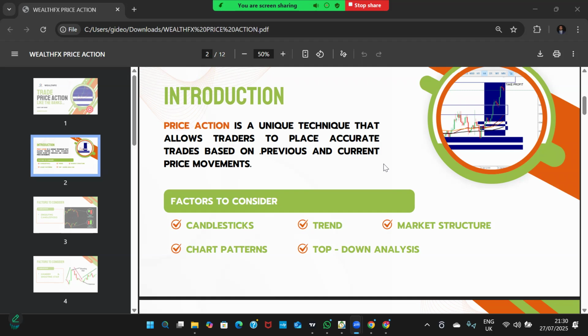Now, when it comes to trading price action, there are a few factors you want to consider. The first one is your candlesticks, the second one is the trend of the market, the third one is market structure, the fourth one is chart patterns, and the fifth one, which encompasses all the others, is what I call top to down analysis. We're going to be talking about them a bit deeper as we go further.